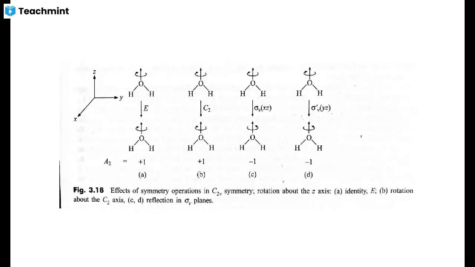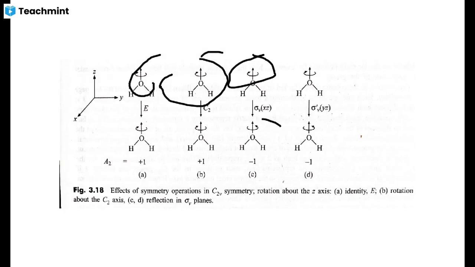And the rotation is also like this, rotation along the z-axis. If you perform the E operation, there is no change in the arrow. If you perform the C2 axis operation, the C2 axis is also along the z-axis, so there is also no change in the vector. But if you cut a plane in the xz direction, the arrow direction will change. See this, the arrow is changing. That's why you put -1.